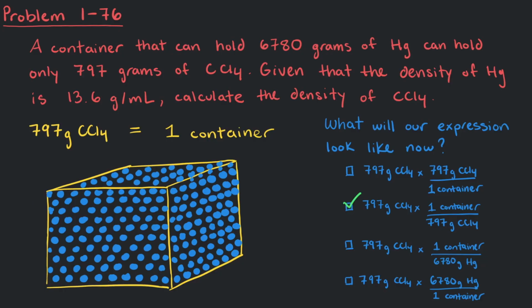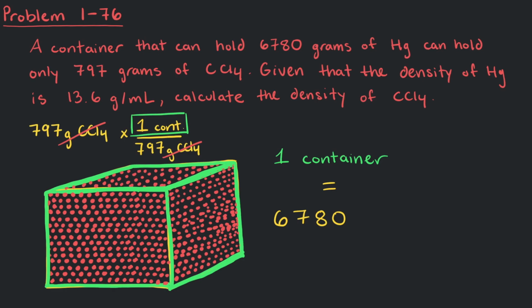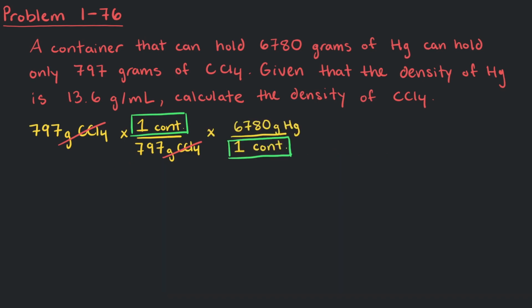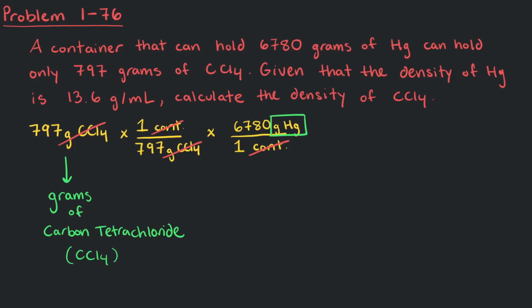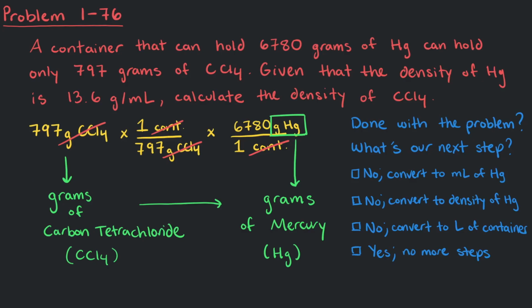Yes, we can change the units of grams of CCl4 to one container, and this one container can also hold 6,780 grams of mercury, which is another conversion factor. We changed grams of carbon tetrachloride to grams of mercury. Are we done with the problem? What's our next step?